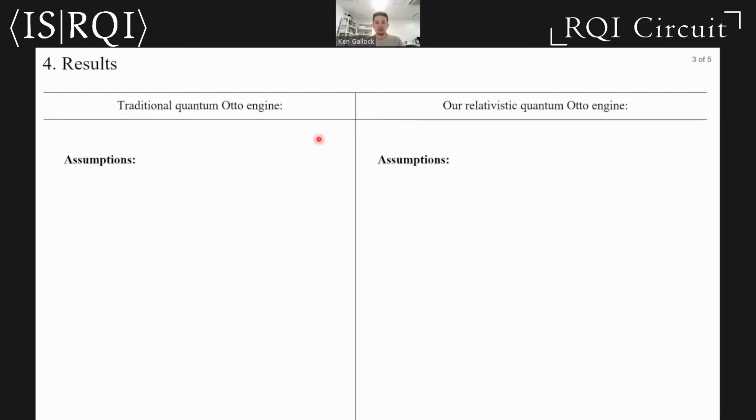And here is a table of our results comparing to the traditional quantum Otto engine. Okay? So in the traditional quantum Otto engine, the assumptions were that the qubit contacts with a thermal bath, right? And also, the way they contact with the thermal bath is a quasi-static process, meaning they interact for a sufficiently long time so that they can thermalize with it.